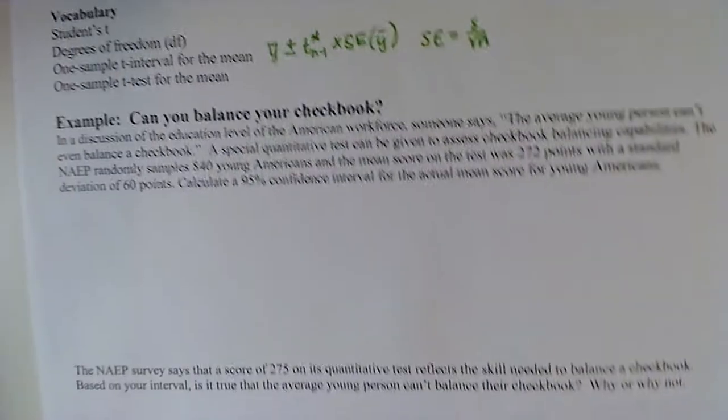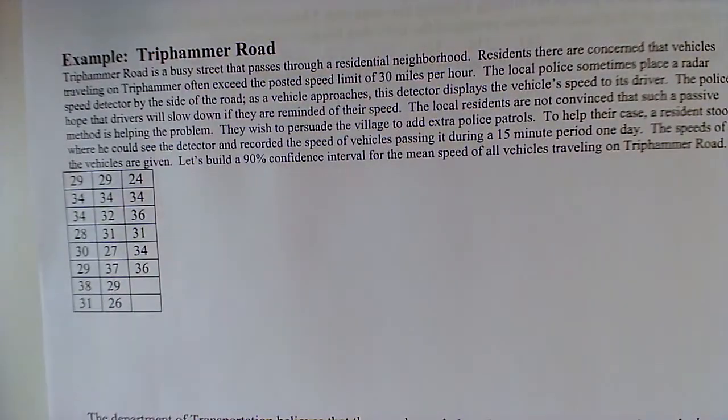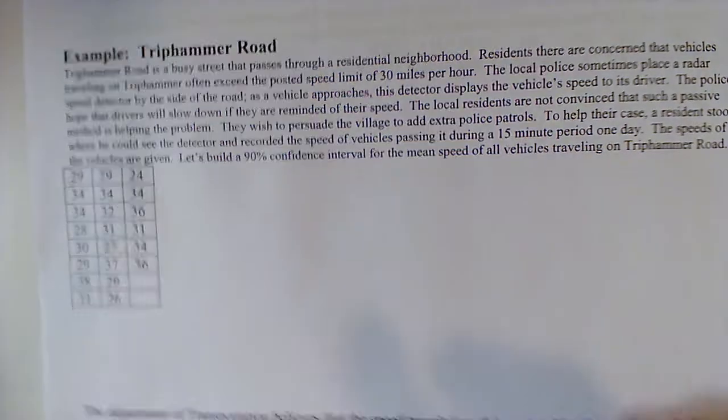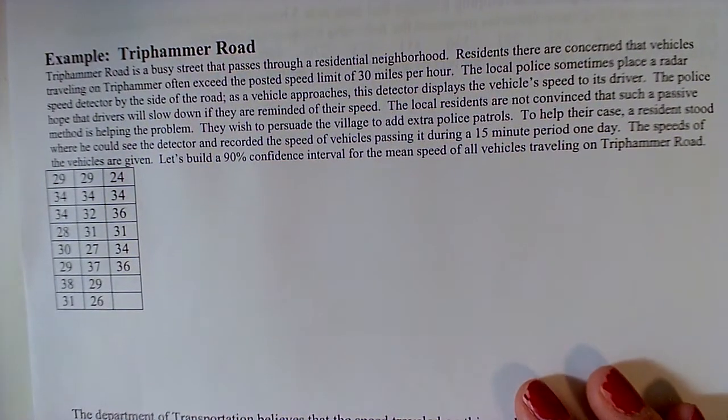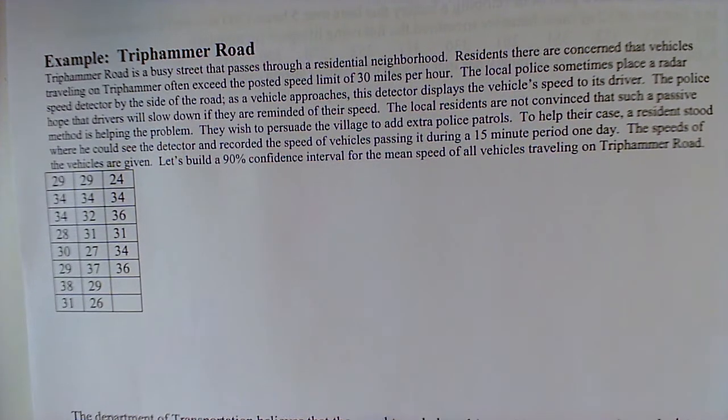This one can be found on your formula chart, but it's one that you just need to know, okay? I'm skipping over the question about checkbooks, and we're skipping down to the one called Triphammer Road. If you haven't already taken a chance to read this question, you can find the outline posted on Google Classroom. I'm not going to be reading it on this video, so go ahead and pause it now and read it yourself so that you are familiar with what the problem's about.